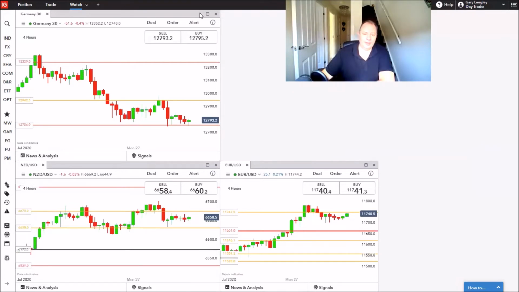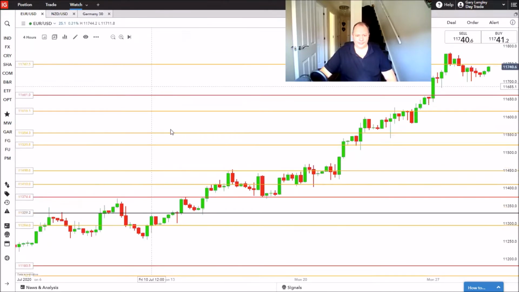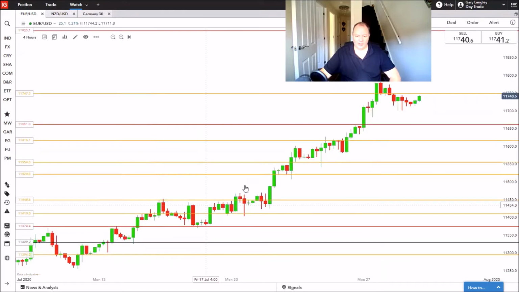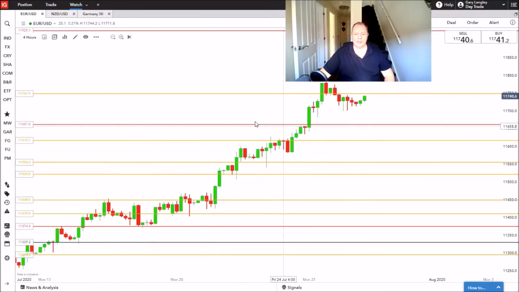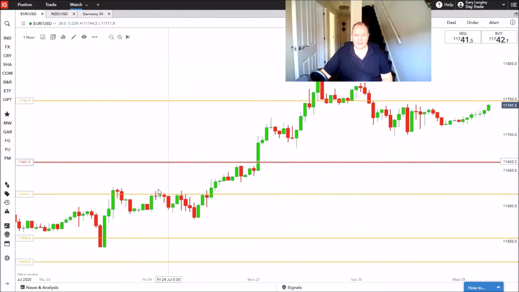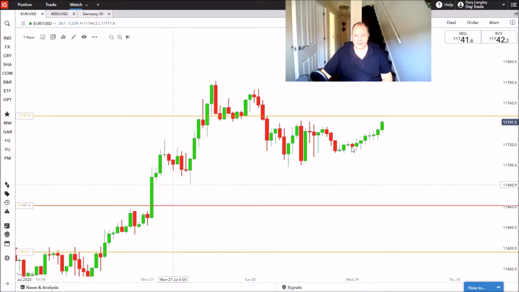Okay. So we'll start with the euro. As we can see, we have a lovely drive up. It has shown absolutely no sign of slowing down. The euro is still pretty strong against the dollar, but we're coming into this area of interest. So if we drop it to an hourly, we can see exactly what's going on. Now that's been buying up all night.